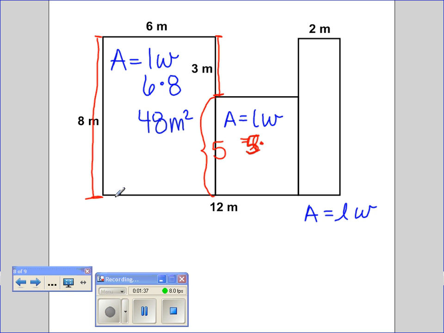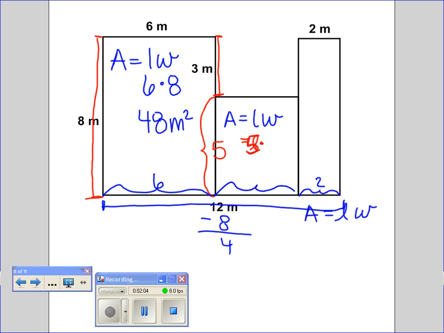We know all of this together is 12 feet. Okay? All of it is 12. We know that from here to here is 6. And we know that from here to here is 2. So we're going to add 6 and 2, which is 8. 12 minus 8 is 4. So this little piece of the rectangle is 4. So the width of this rectangle is 4. So our area, 5 times 4 is 20 meters squared for this part of the shape.